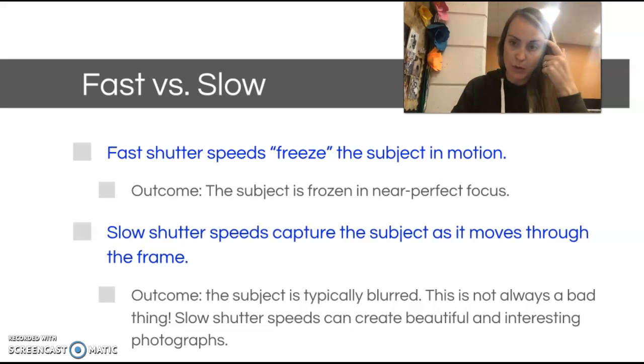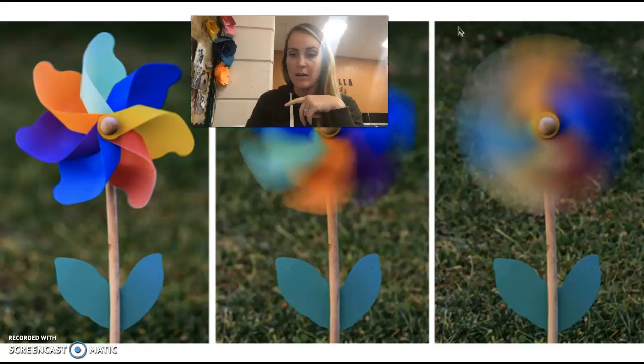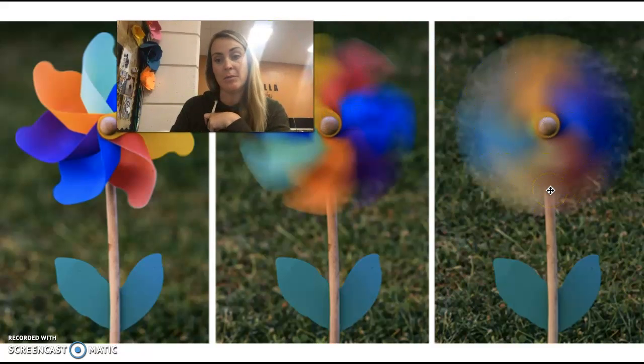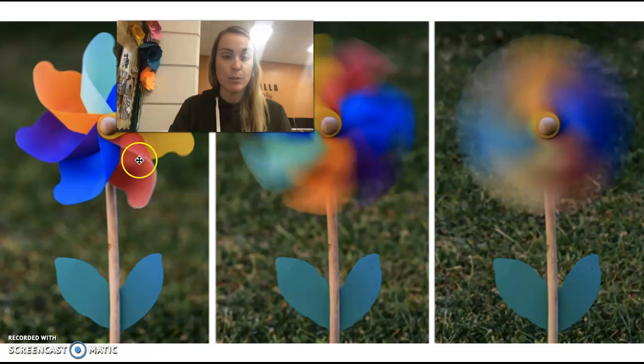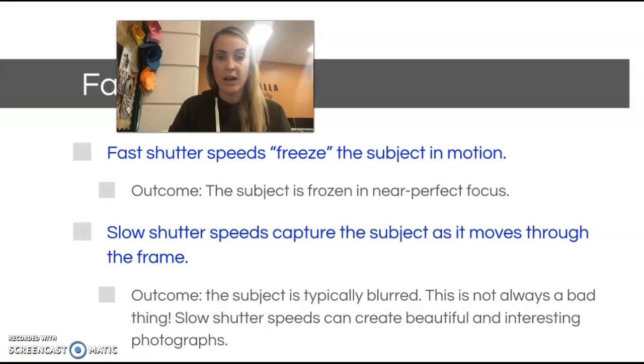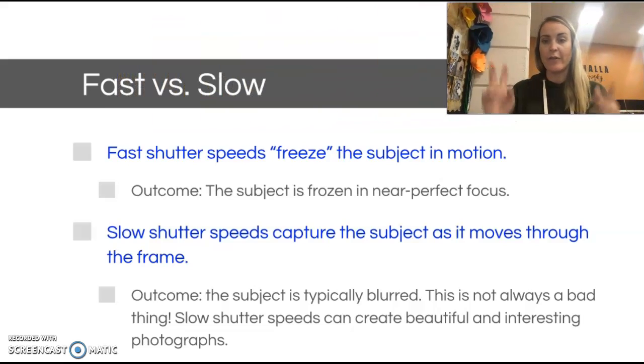So what do you think the outcome is going to be? Well, the outcome is that the subject is typically blurred, right? So again, think back to our pinwheel. How many times do you think that pinwheel was able to spin around in the photograph on the far right-hand side? It was probably able to spin around a couple of seconds. Maybe that was a 2-second exposure. And in those 2 seconds, that pinwheel was able to spin a few times. And so what did it record? It recorded this blurry pinwheel spinning around, right? Now, this isn't always a bad thing. Just because a photo is blurry because you allowed it to have a long shutter speed, the outcome can actually be beautiful, okay?